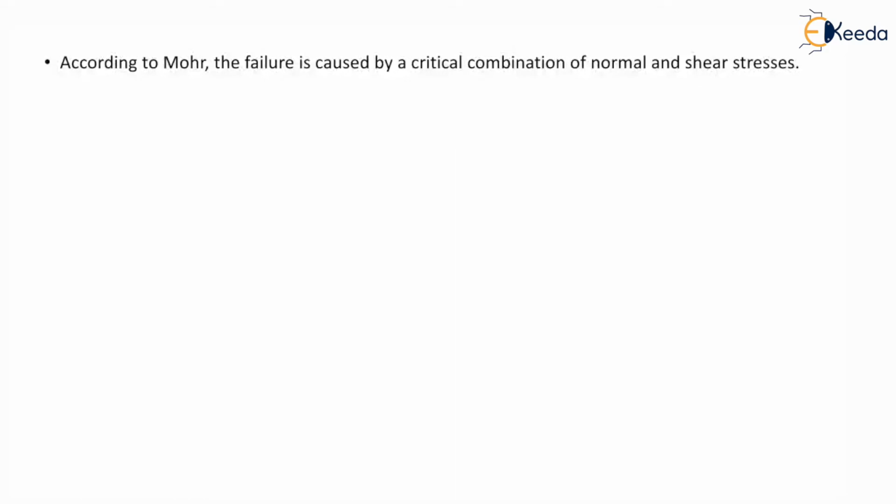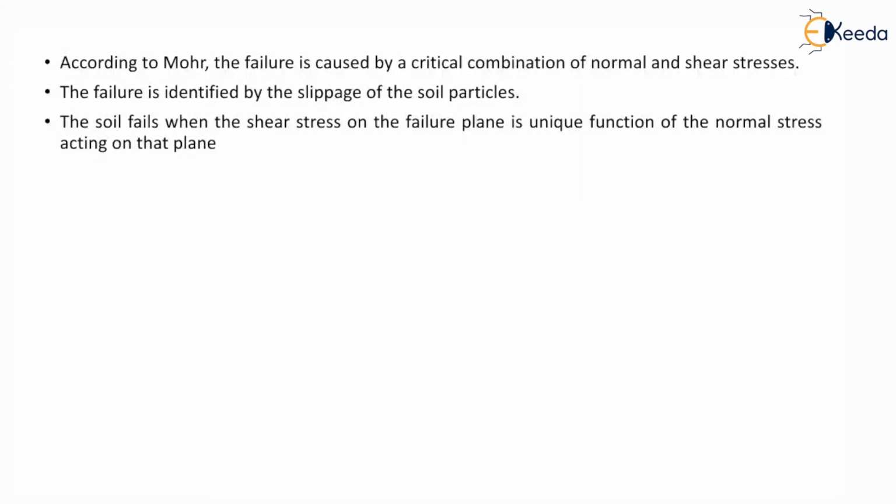According to Mohr, the failure is caused by a critical combination of normal and shear stresses. The failure is identified by the slippage of the soil particles. The soil fails when the shear stress on the failure plane is a unique function of the normal stress acting on that plane. So he gave the equation, tau is equal to f of sigma. That means shear stress is a function of normal stress.